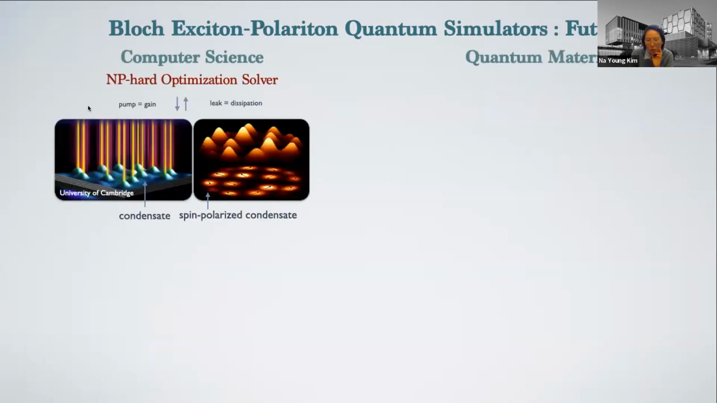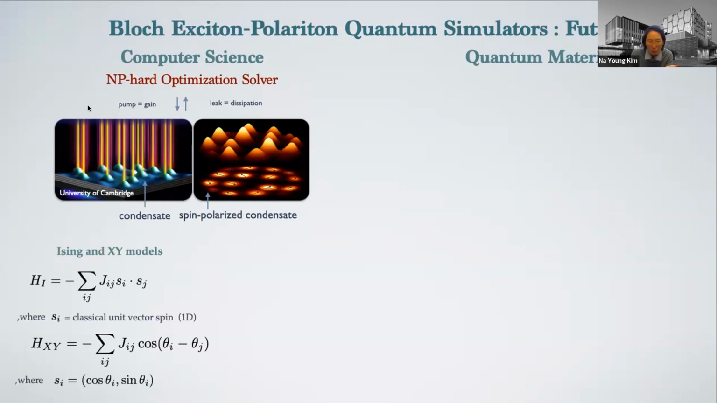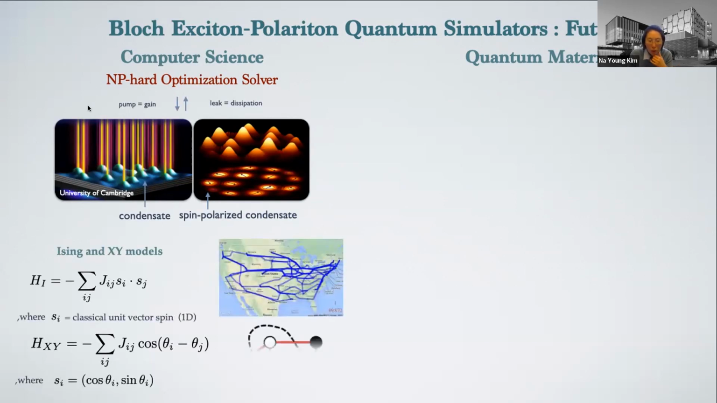We want to address some computer science problems, like the NP-hard problems. Because the exciton-polariton can also address the spin degrees of freedom, suppose we can build the Ising Hamiltonian or XY Hamiltonian. Then this would be an avenue to understand some practical problems like the traveling salesman problem or the max-cut problems.